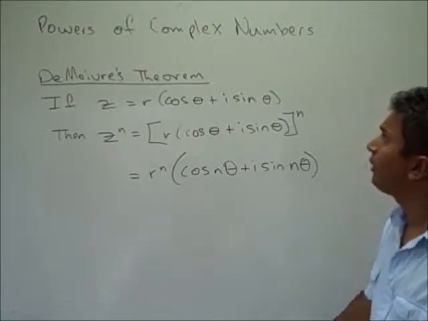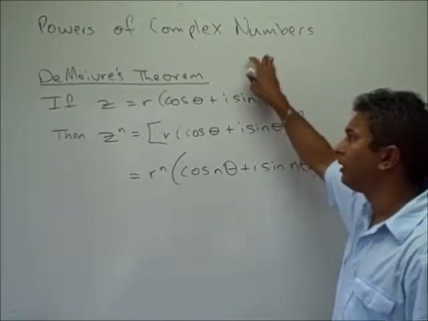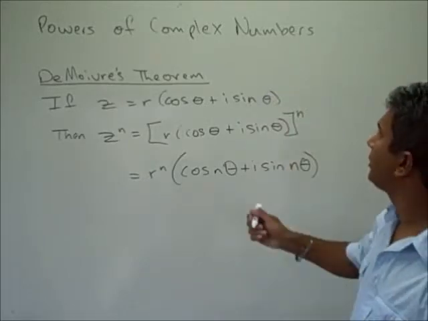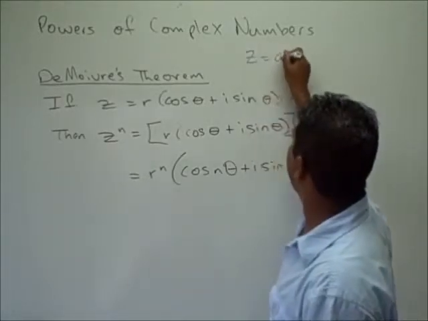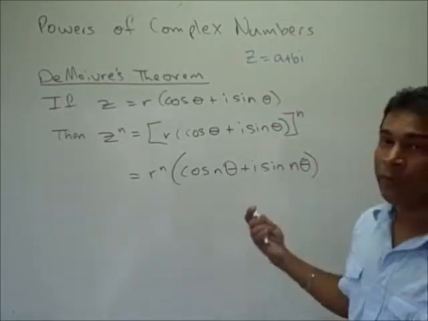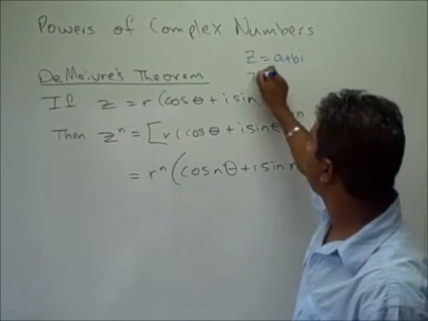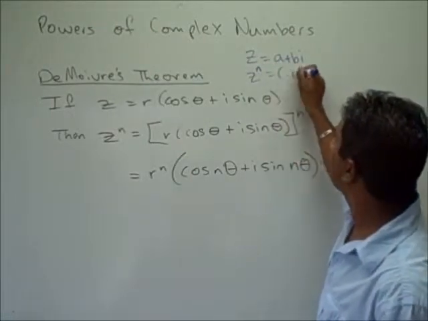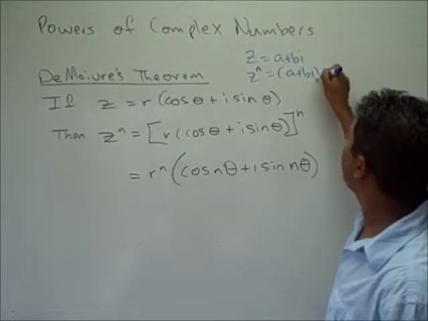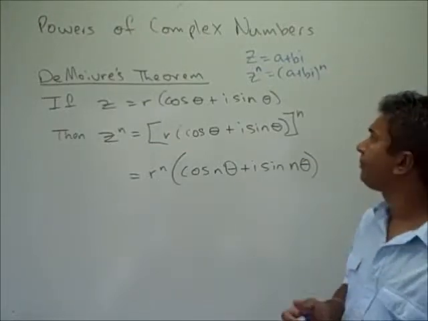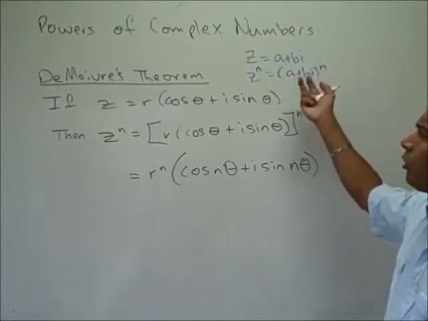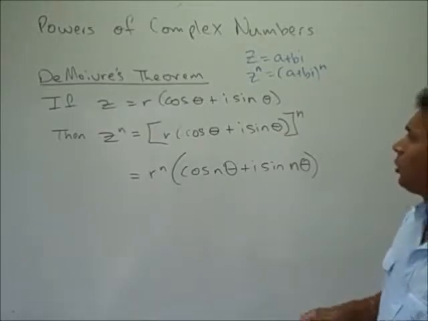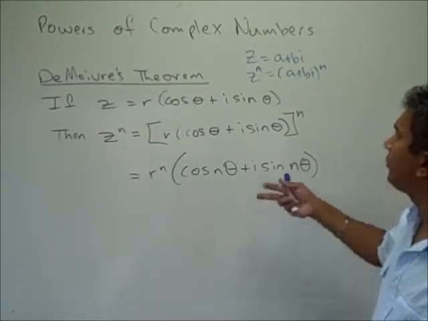Now we'll be looking at finding the power of complex numbers. That means we're going to take our complex number such as z is equal to a plus bi and raise it to some exponent. So now we have z to the n is equal to (a plus bi) to the n power. Now if we have our complex number in our trigonometric form, it's much easier to find the power of our complex number.